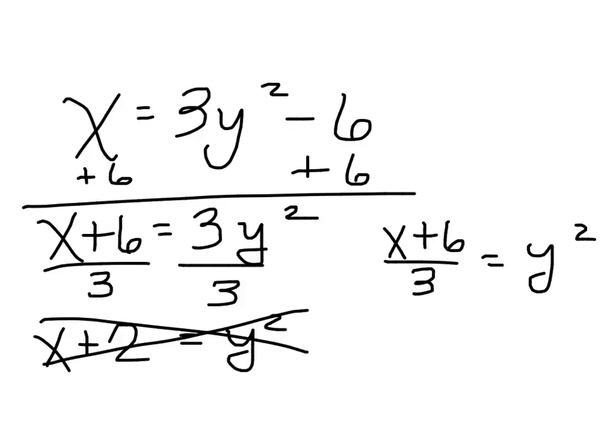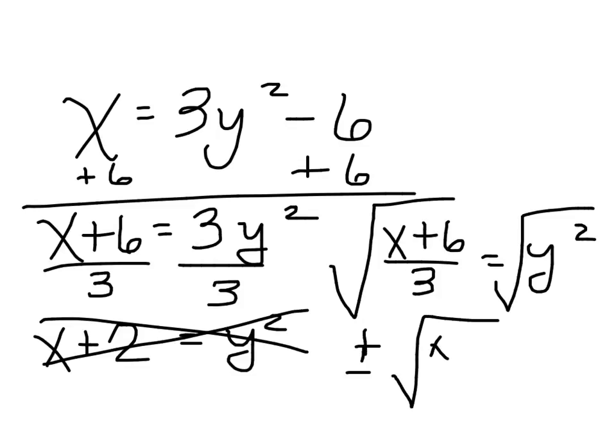Now, how do I get rid of the square? When you square root inside an equation, you should get plus or minus the square root of x plus 6 divided by 3. Now, up on the board, I want to talk about this one for a second, because here it is right here, and I've done this the last 2 hours.